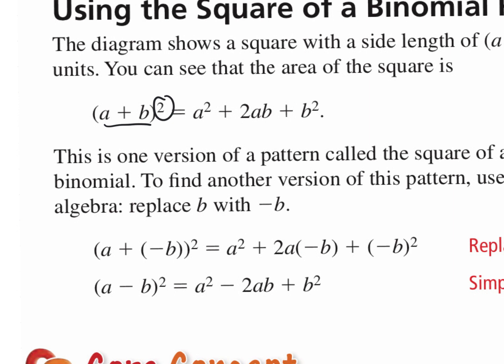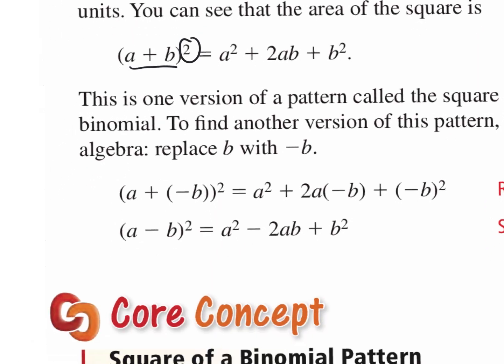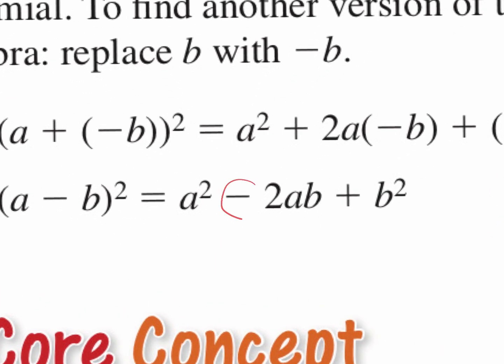So, the only change that happens is when you have A minus B, okay? When you have A minus B and you're squaring it, the entire formula stays the same. Just highlight or circle that middle term, that 2AB becomes what? A minus or a negative, okay?